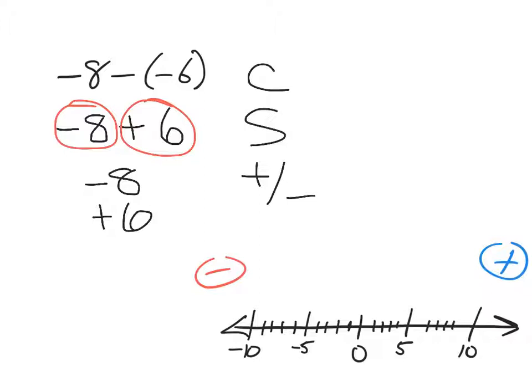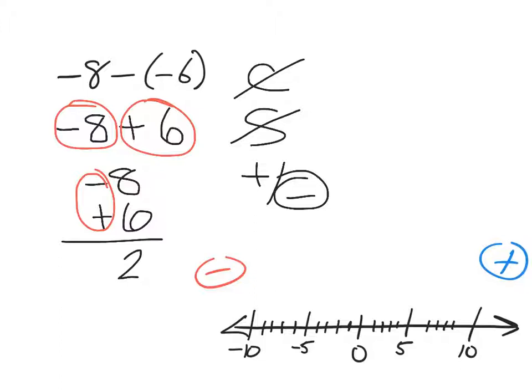Again, we're going to look at these two signs. They are different, therefore, cross that out. Therefore, I'm going to subtract. These signs here are different. You go ahead and subtract. So 8 minus 6 will leave me with 2. And again, I'm going to keep the sign of what I call the big dude. There you go. So our answer is -2.